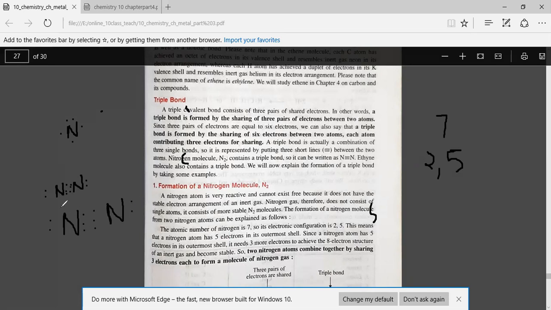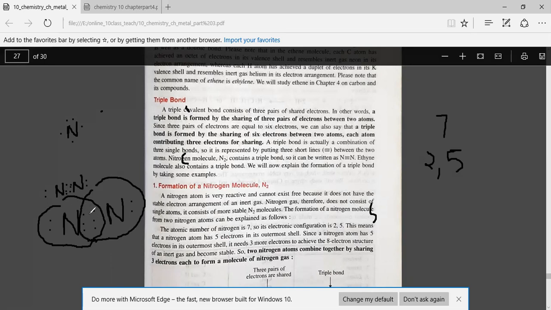Okay, so we have this, and we have this. So this one, two, three, four, five, six, seven, eight. So this nitrogen has completed the octet, and this also has completed the octet.